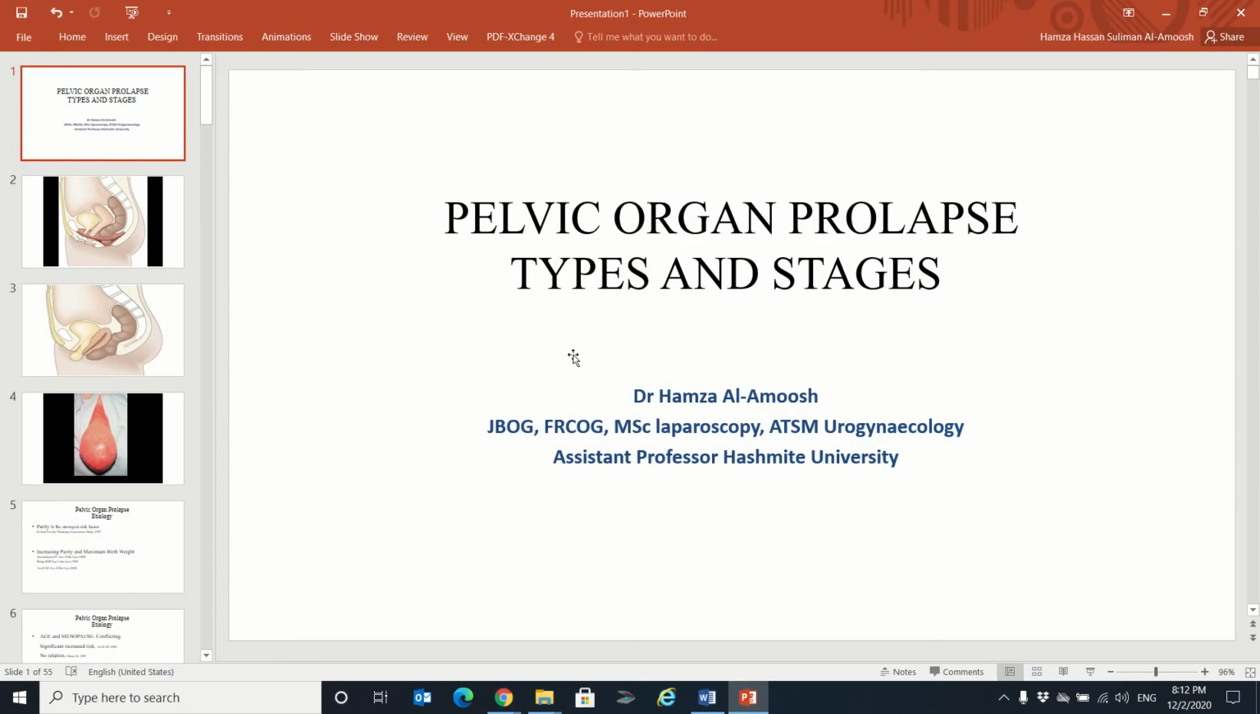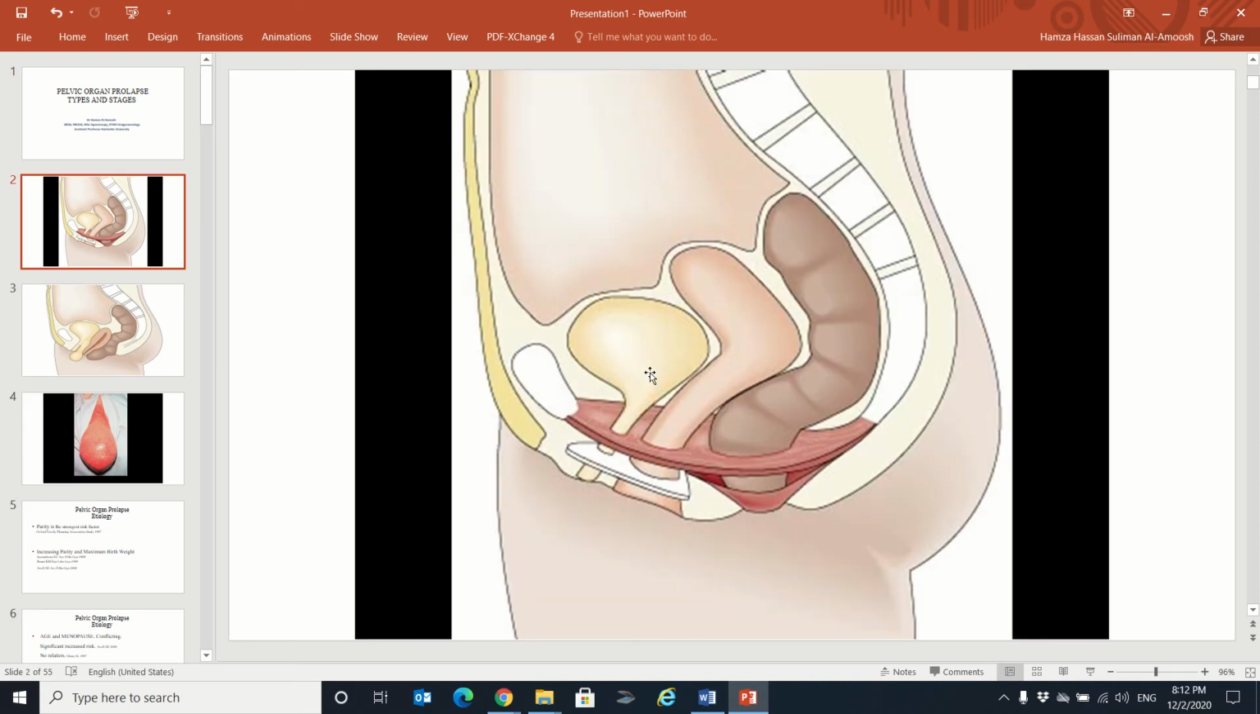Okay, this lecture is about pelvic organ prolapse, types and stages. Before we start talking about prolapse, let's remember some anatomy and see what keeps the genital organs, the uterus, cervix, vagina, in place in the pelvis.